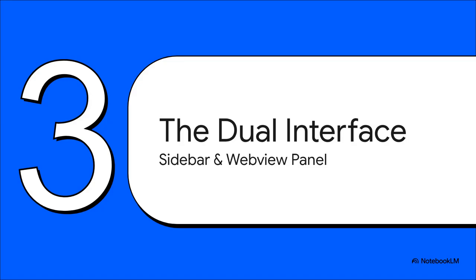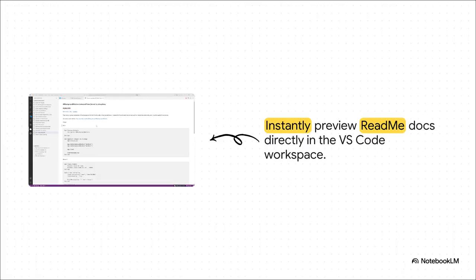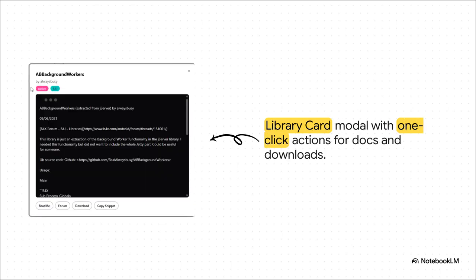All right, part 3. The dual interface. Let's look at the sidebar tree and web view panel. Before you even commit to downloading a library, the extension securely fetches and renders the README Markdown right in your editor. It handles the HTTPS requests, buffers the response, and then opens a native VS Code Markdown preview. This gives you all the context you need to evaluate the usage syntax right then and there without ever breaking your flow. And when you click on any library in the grid, it pulls up this detailed modal card.